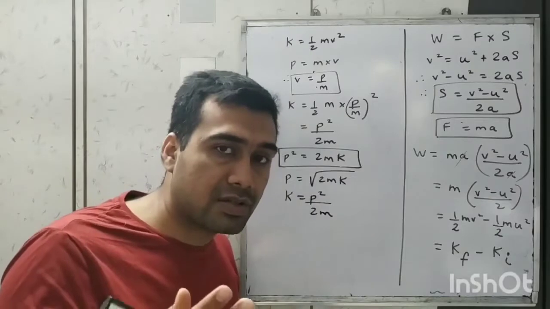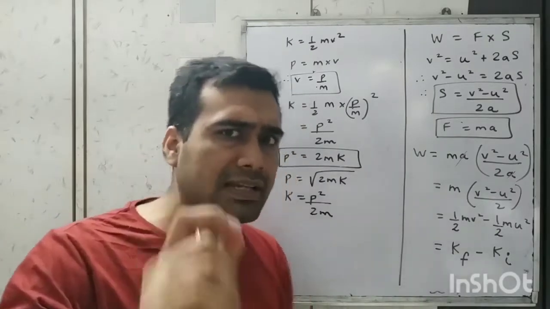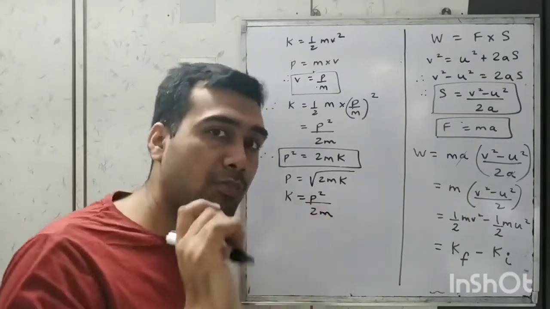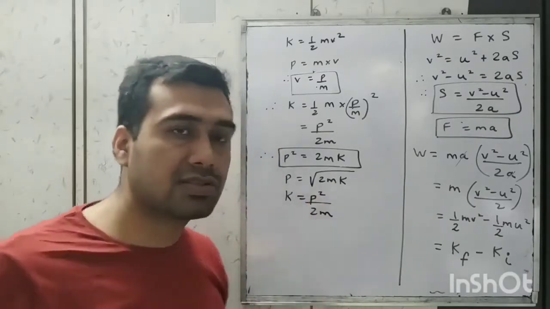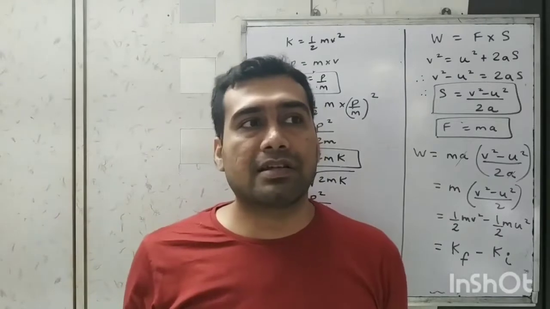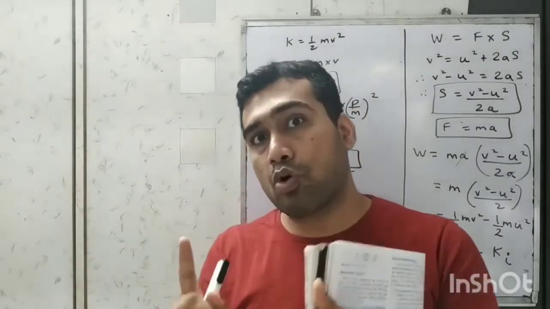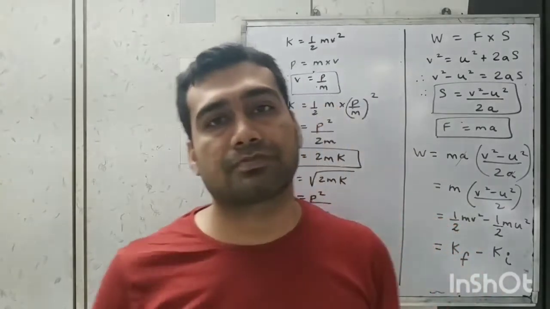On the other hand, if the two objects have the same kinetic energy, then the lighter mass will have lesser momentum. So with the help of these equations, you can find out that if two objects have different mass and same momentum, then which one will have more or less kinetic energy, and vice versa.